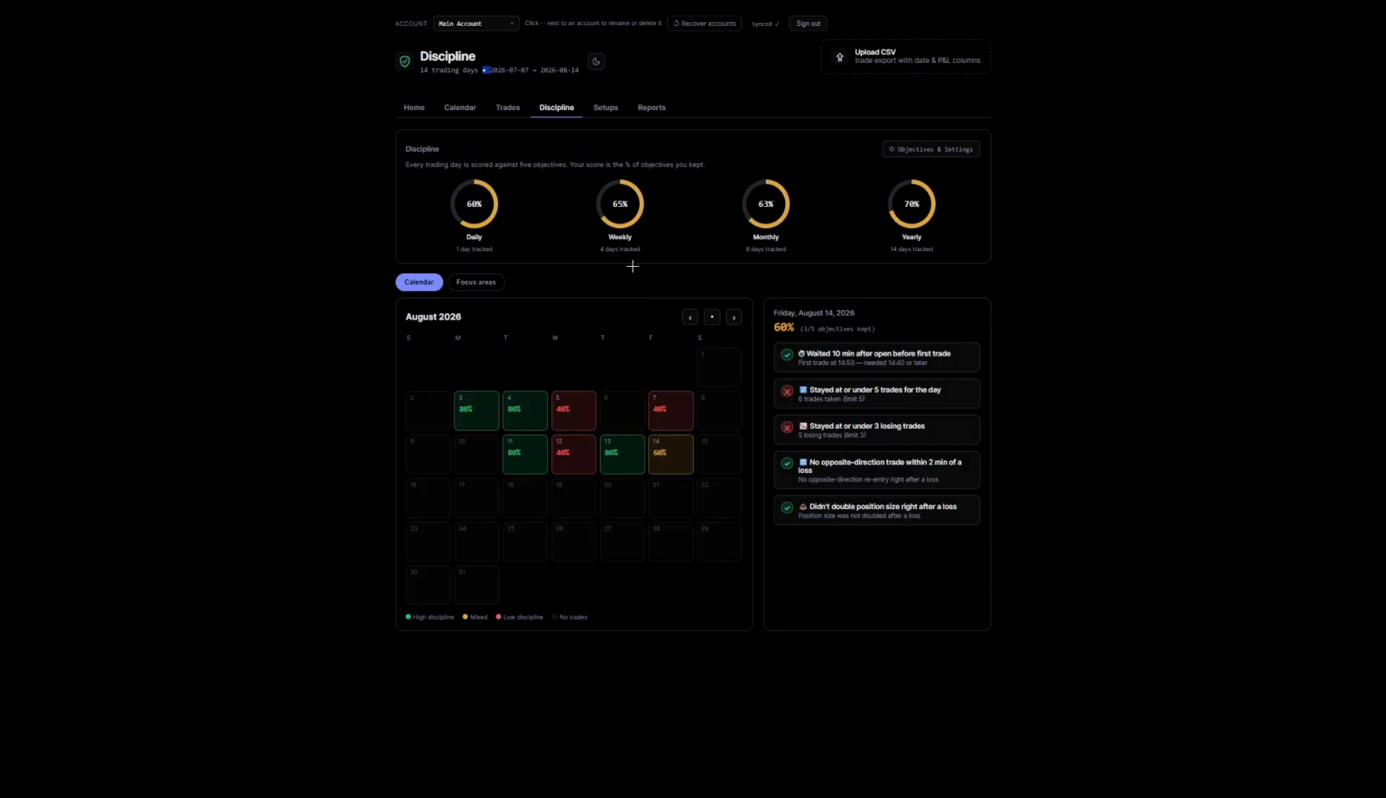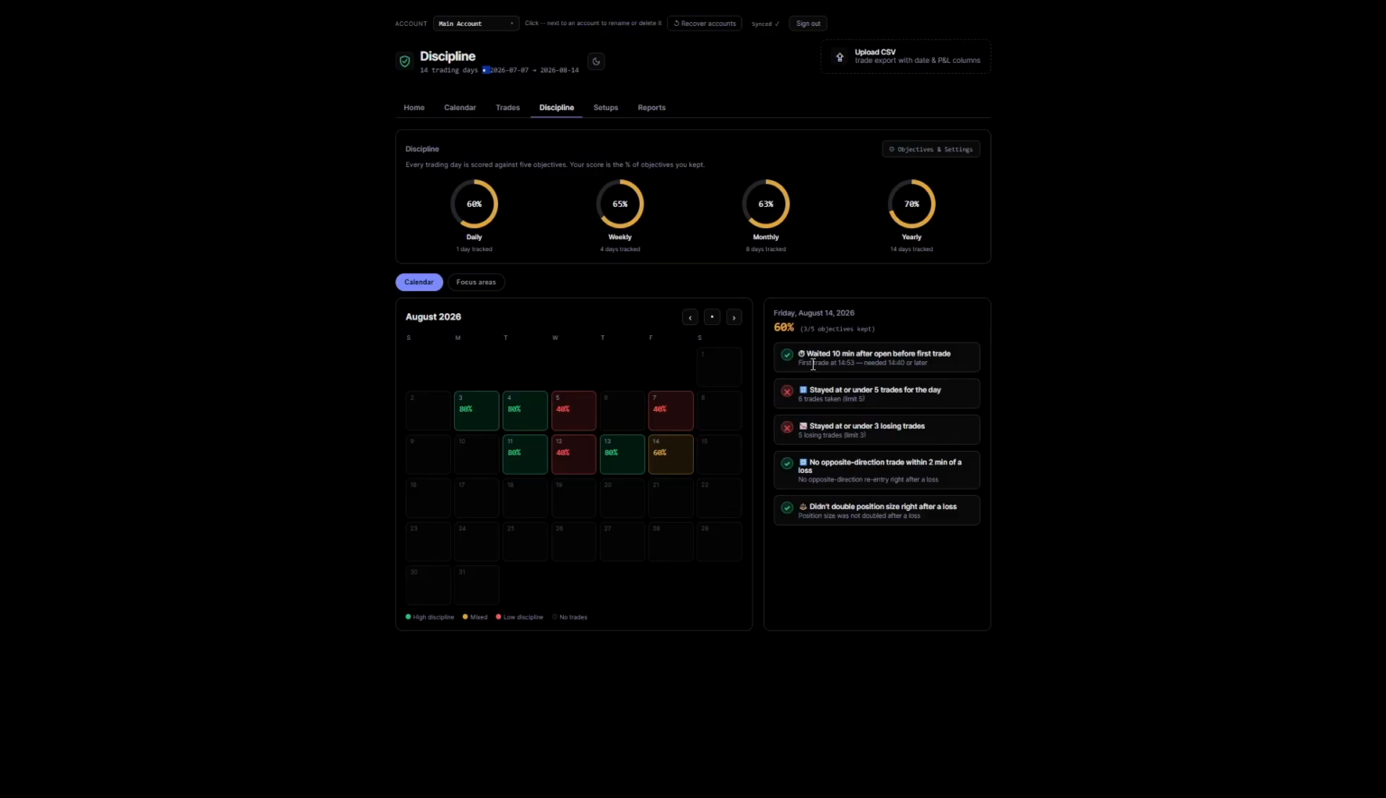And then this is a thing that I've set up as well, a discipline score based off the things that I need to work on. So: wait 10 minutes for open before the first trade, stay at or under 5 trades a day, stay at or under 3 losing trades, and no trades in the opposite direction within 2 minutes of taking a loss, and no doubling down on size, taking double the position straight after taking a loss. And I'm not doing too bad on that.